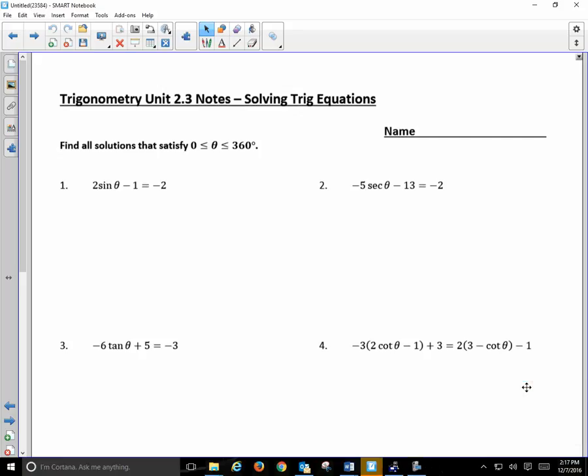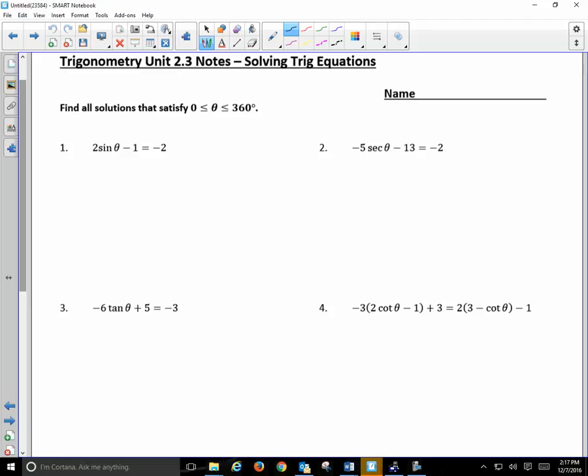Today we start our last big idea, which is solving trigonometric equations. And we're going to start by solving the most basic equations that we can. This equation says solve for theta being between 0 and 360 degrees. So theta is a variable. If this equation looked like this, 2x minus 1 is equal to negative 2, would you know how to solve that? Then you're going to know how to solve this.